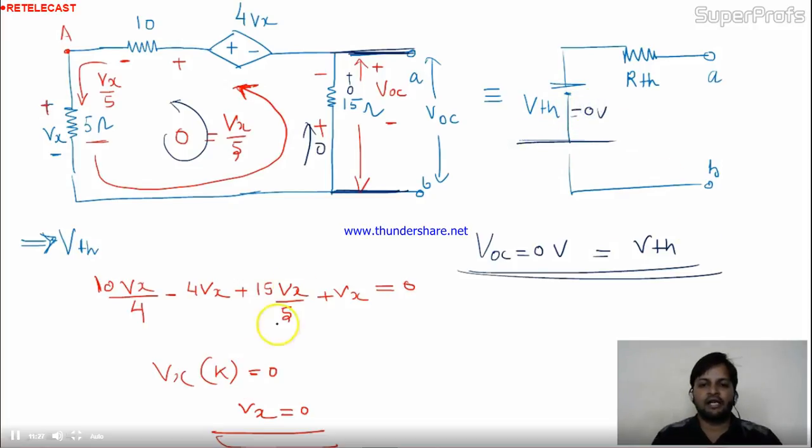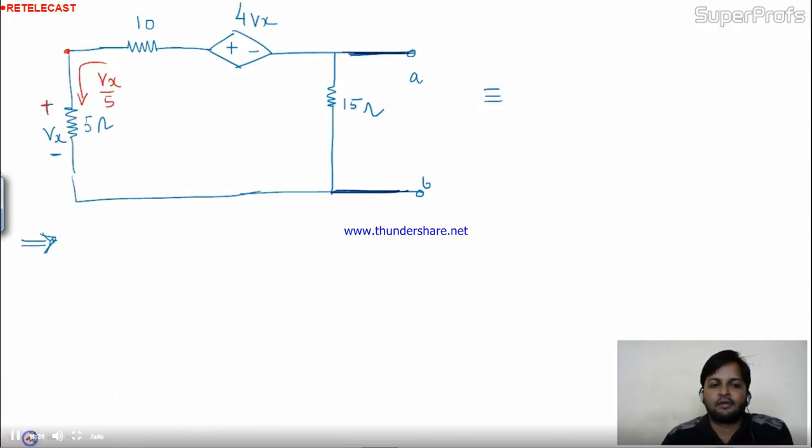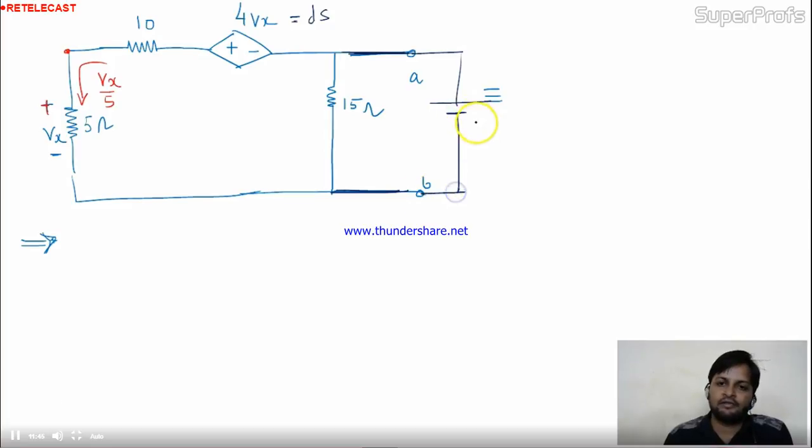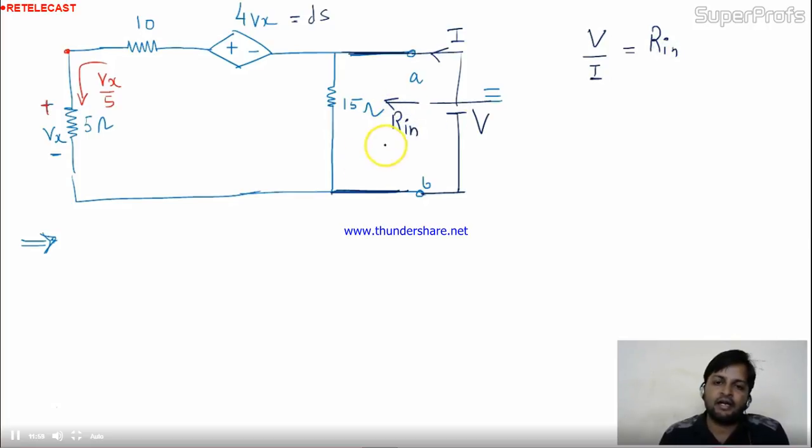Is it okay? Now calculation remains for RTH. Come here then. We'll do the calculation for RTH now. So it contains a dependent source. I told you the procedure: across the element we'll apply an unknown energy source V, and due to this energy source, suppose I'm getting current I. And if you are able to find the V by I ratio, this will be nothing but R in. Is it okay? It will be nothing but R in.